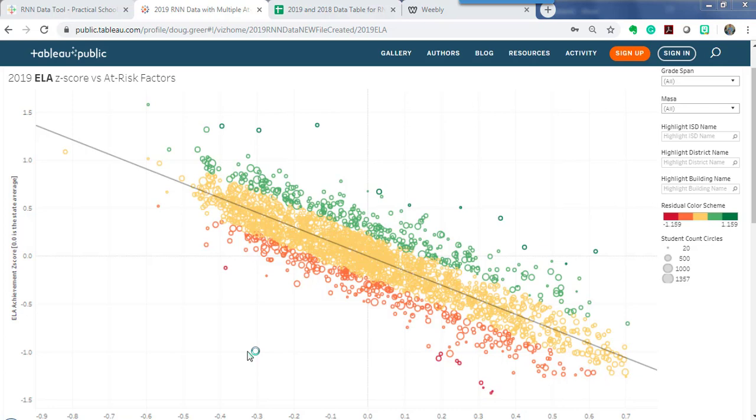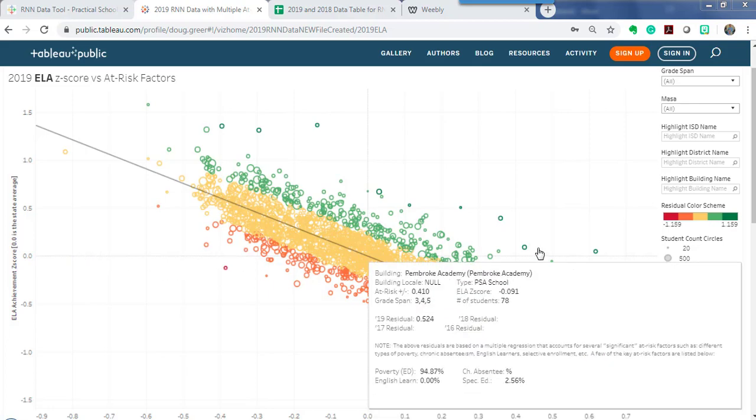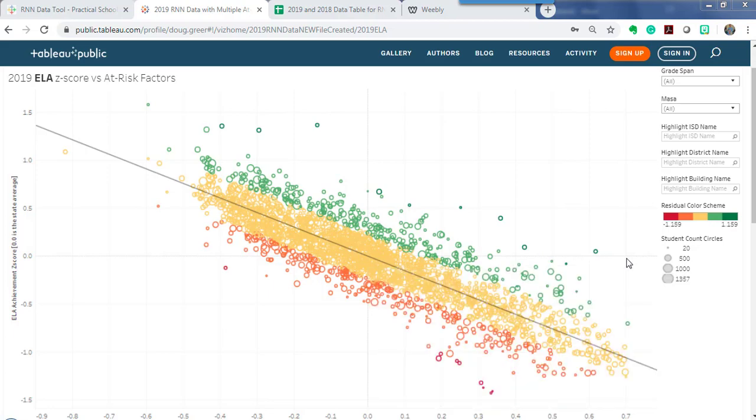But just as a review for those who are not familiar with the tool, each circle represents a school. The larger the circle, the more students that were tested. On the vertical axis is the achievement scores for ELA. 0 represents the state average, and as you'll notice, all the schools on the left are above the state average, almost all the schools on the right are below the state average. The x-axis is multiple at-risk factors.